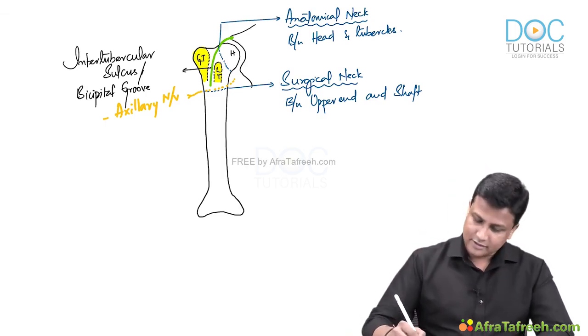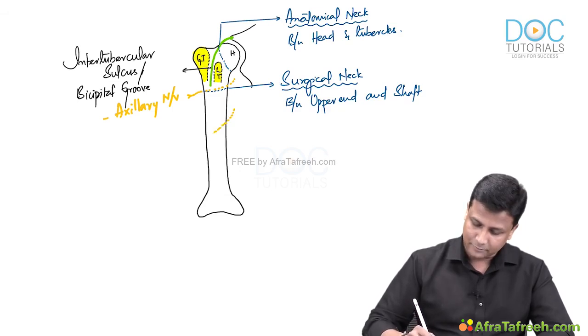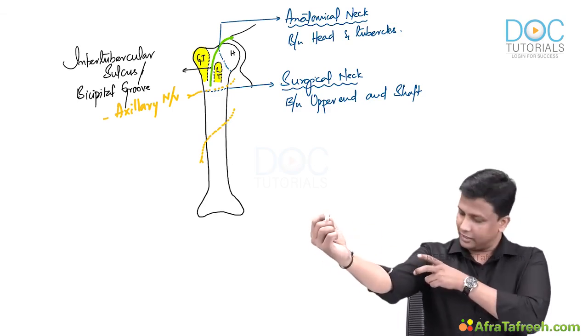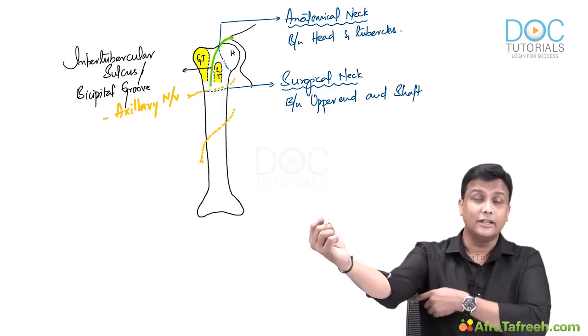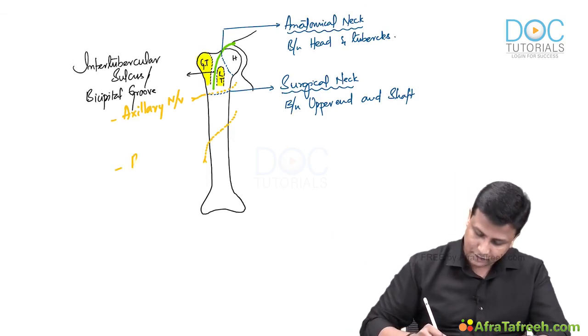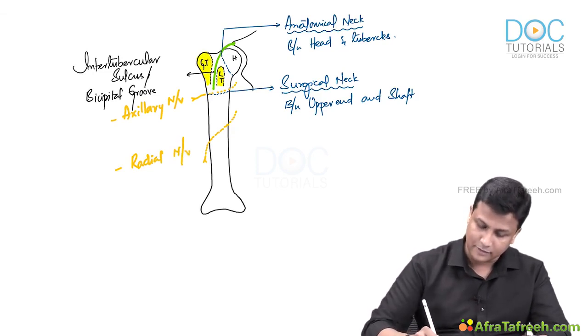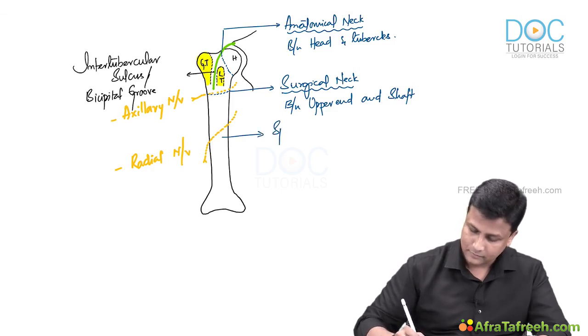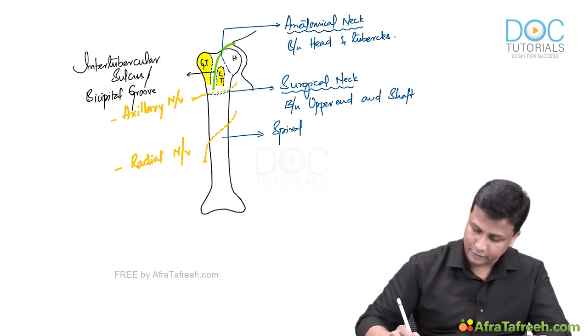Then the next one is the radial nerve, and every medical student knows that it is the one which is going to pass behind the shaft of humerus. And behind the shaft of the humerus, there will be a groove here. That groove is known as the spiral groove. So this will be the radial nerve here. And radial nerve, remember, it is going to pass through the spiral groove here. And in some of the books, it is also referred to as a radial groove, guys. So you can remember spiral groove or the radial groove.